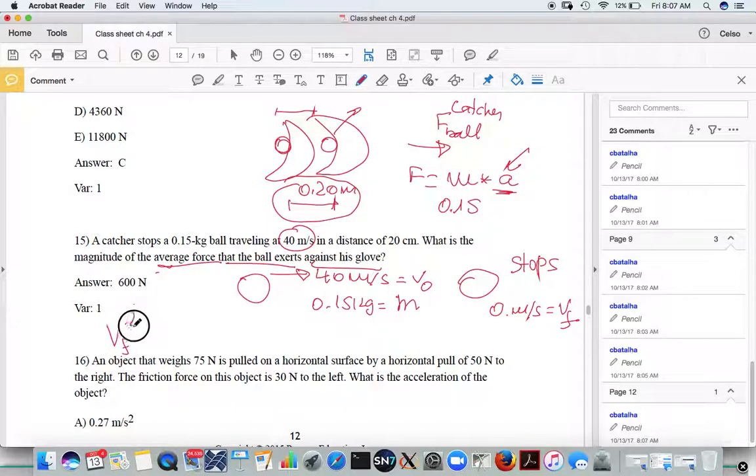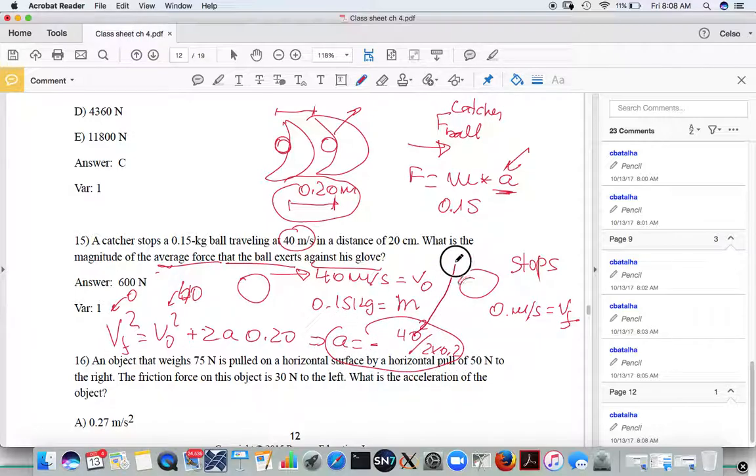How do you do that? V final squared equals V initial squared plus 2a delta x. So delta x is the 20 centimeters the ball moves, and then you can figure out your acceleration. Wait a second, the final is 0, but the initial is 40 meters per second, right? So you're going to have an acceleration that is 40 squared divided by 2 times 0.2. It's a negative number because it's decelerating. So you take this number and plug it in here, and then you have the value of the force. Work on this problem. Let me know how that goes.